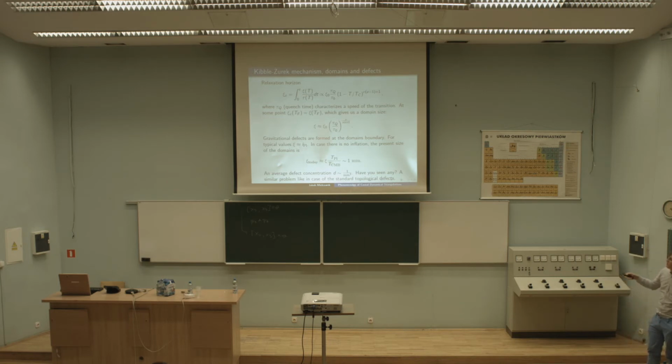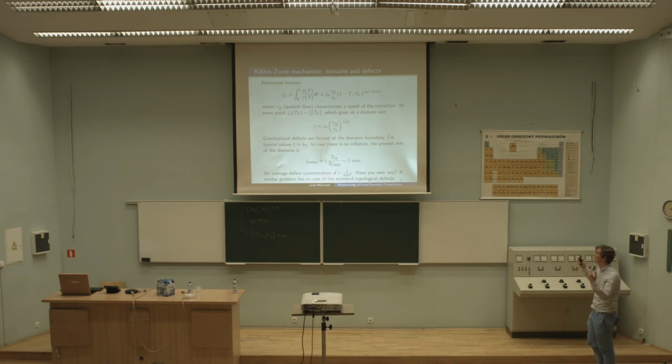So you can see that you have this size of your domain, and you can say, okay, let's say that there was no inflation, and the universe was dominated by radiation after that. Then you can see, for the typical sizes of the domains derived from this formula, what the present sizes of those gravitational domains are. So you get 1 millimeter. This is explicitly in contradiction with observation.